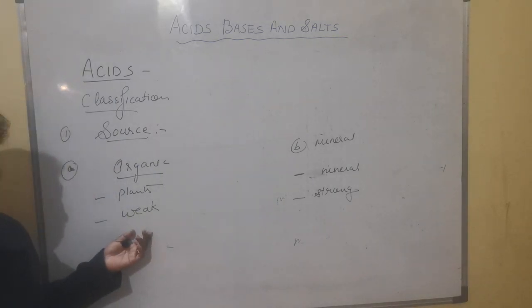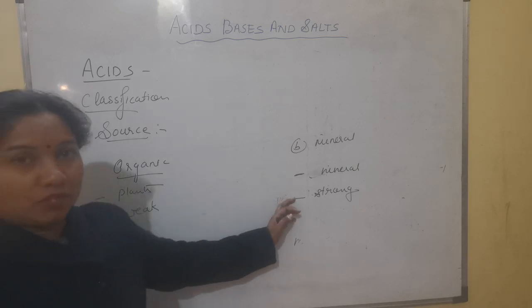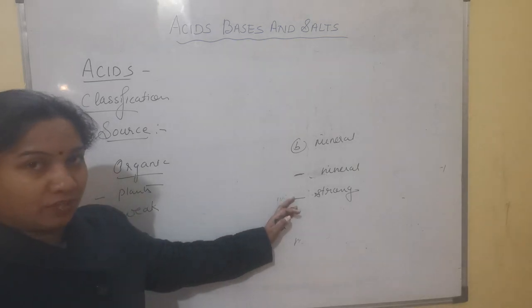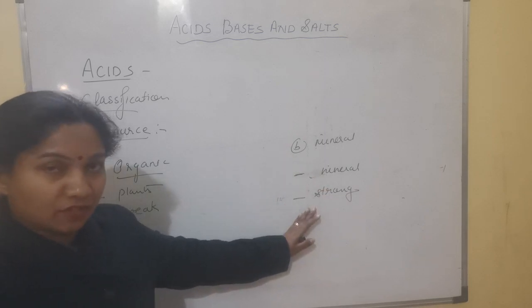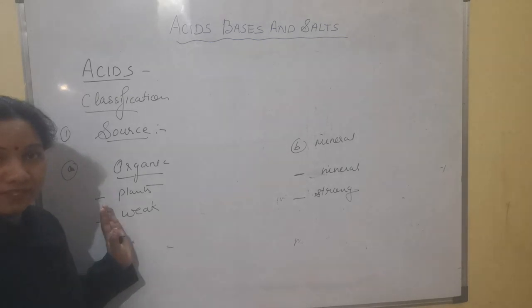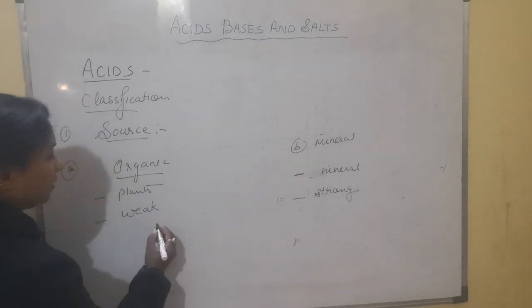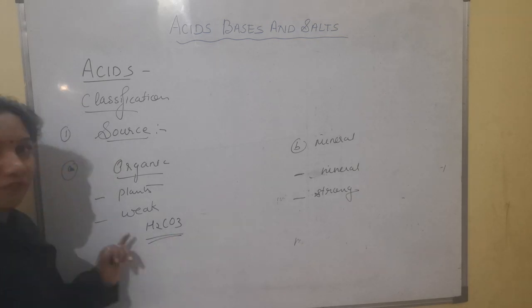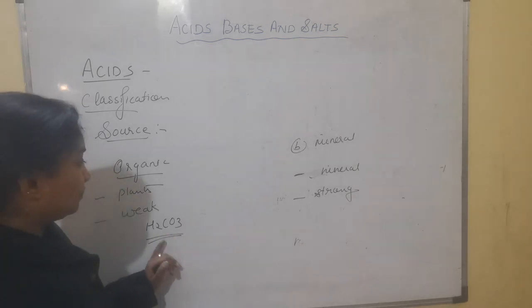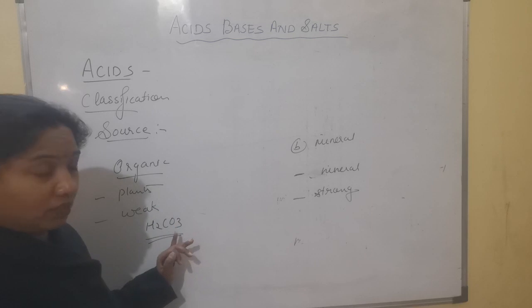Weak means the solution contains undissociated molecules also, whereas in a strong acid all the molecules get converted into hydronium ions, so that is why we call it strong. All the mineral acids are strong, whereas all the organic acids are weak, with one exception, that is carbonic acid. This carbonic acid is a weak mineral acid. This is an exception and you have to learn it.